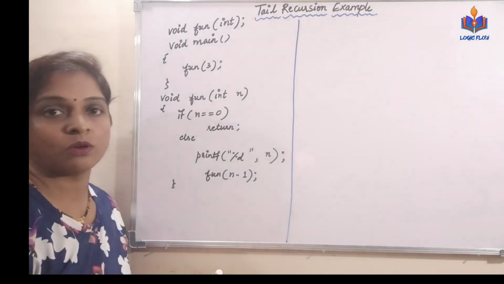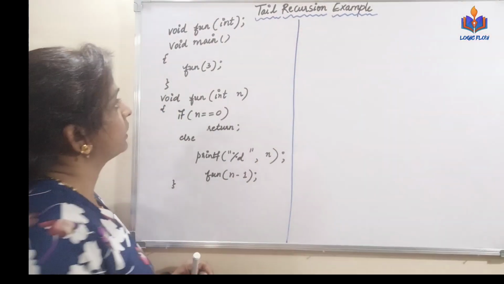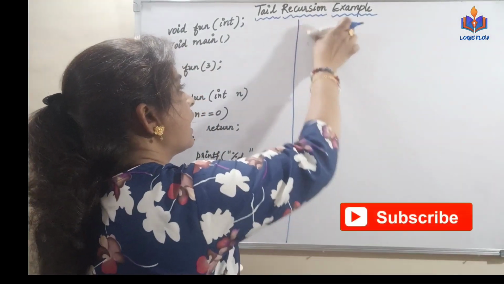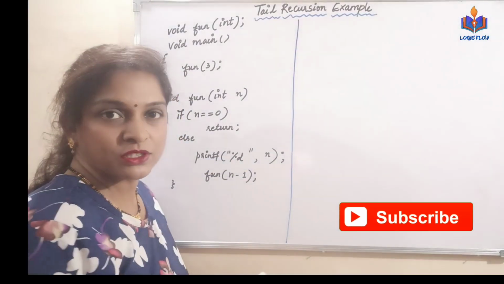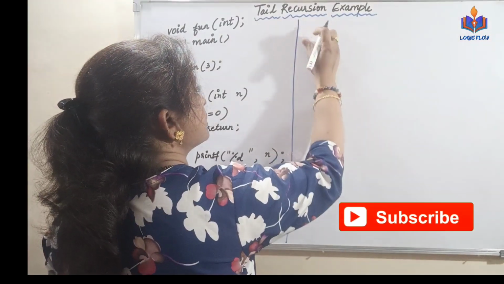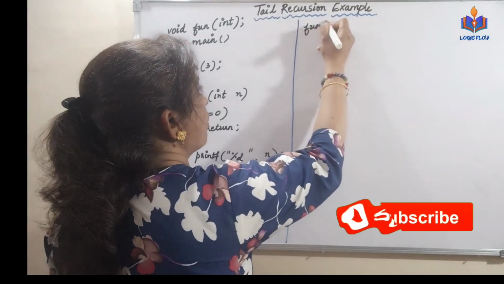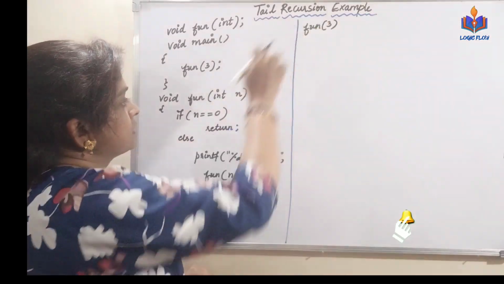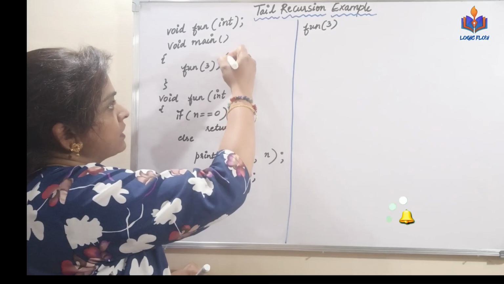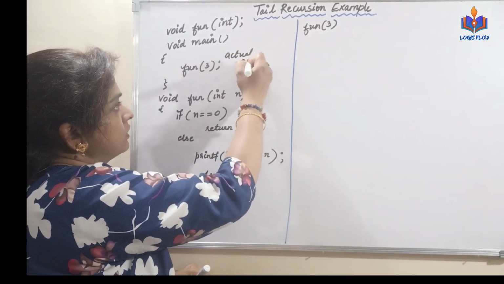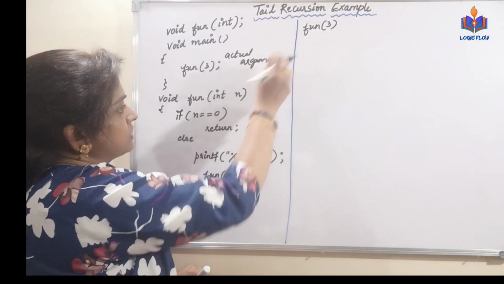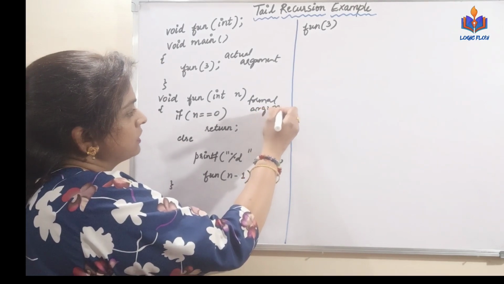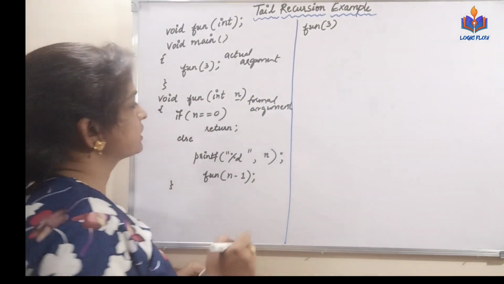Let me write the iterations, or how the statements will be put into the stack memory. We have the function call fun. I am passing the actual value itself; if you want, you can take the value from the console. So I just say fun of 3. Function fun(3) is put into the stack memory. 3 is the actual argument that I am passing, and this is received by the formal argument n. So n is receiving the value 3.